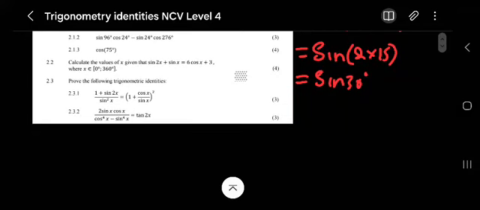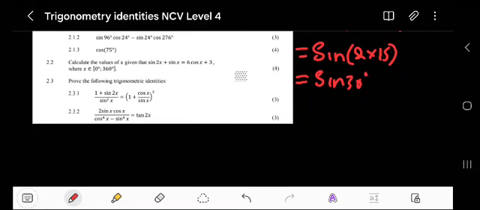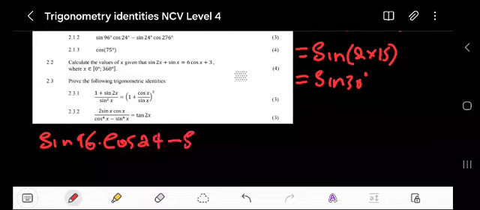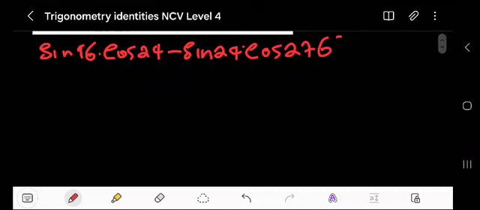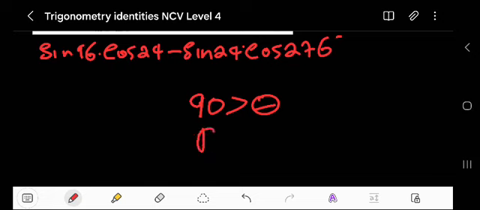Now 2.2, still under simplification. We have sine 96 degrees multiplied by cos 24 minus sine 24 degrees multiplied by cos 276 degrees. This is what we have. When the angle is greater than 90, always use the reduction formula to reduce the angle. You can apply your CAST diagram.